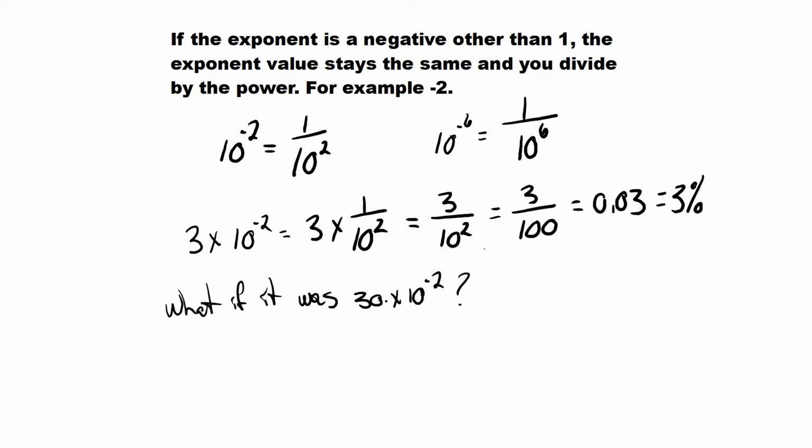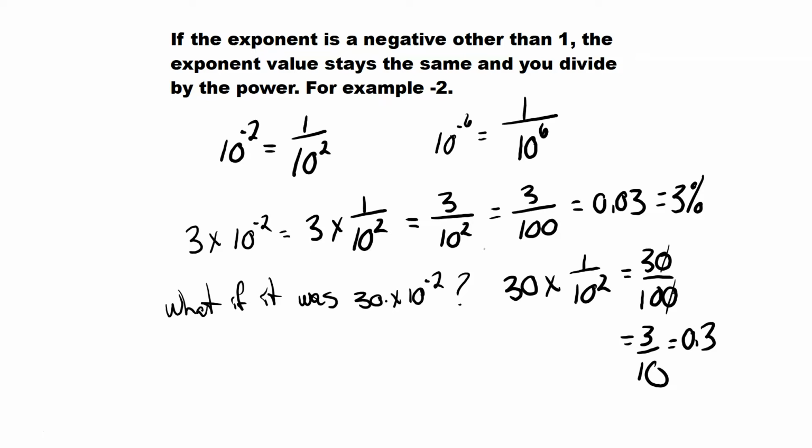What if it was 30 times 10 to the -2nd? Let's see what happens there. So 30 times 10 to the -2nd, we're saying that's the same as 30 times 1 over 10 squared, which we've also said then is 30 over 100. And you know that you can cancel out the 2 zeros, so you end up with 3 over 10, which you probably remember as 0.3 or 30%.